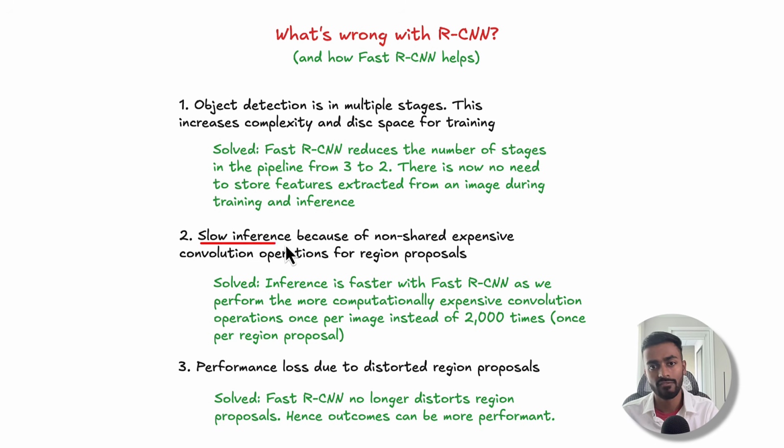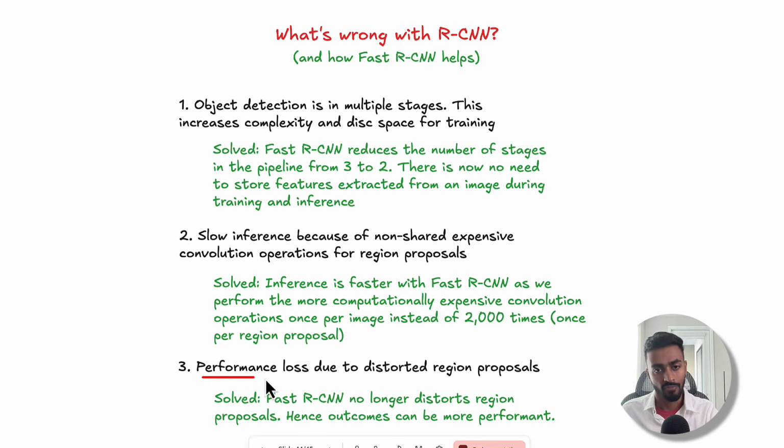Next is slow inference because of non-shared expensive convolution operations for region proposals, right? This was because for each region proposal, we had warped it and passed it into the AlexNet architecture for RCNN. But with Fast RCNN, we only make that entire prediction on the original image once. So the complex, large convolution, activation, and pooling operations happen only once per image. It's only those smaller operations with RoI pooling that happen 2,000 times, right? So it's much more efficient that way.